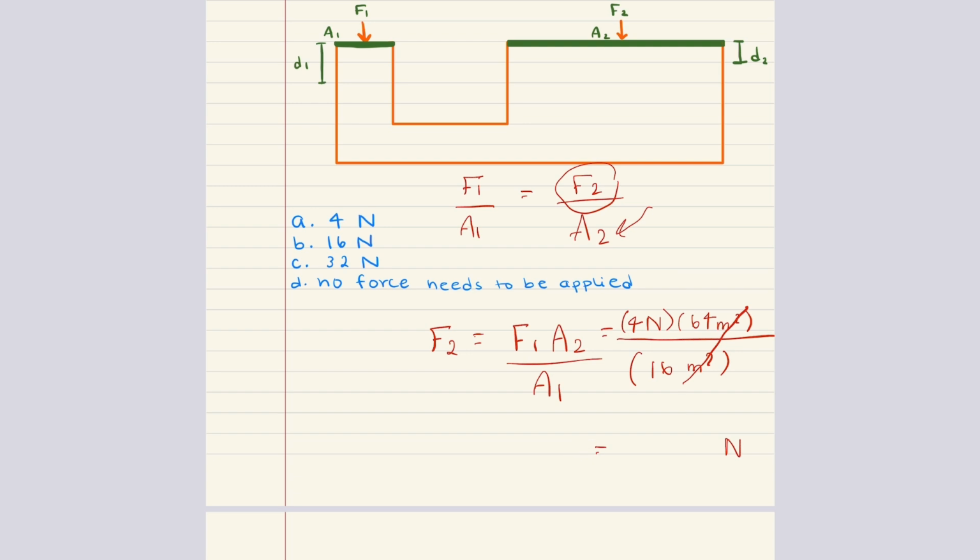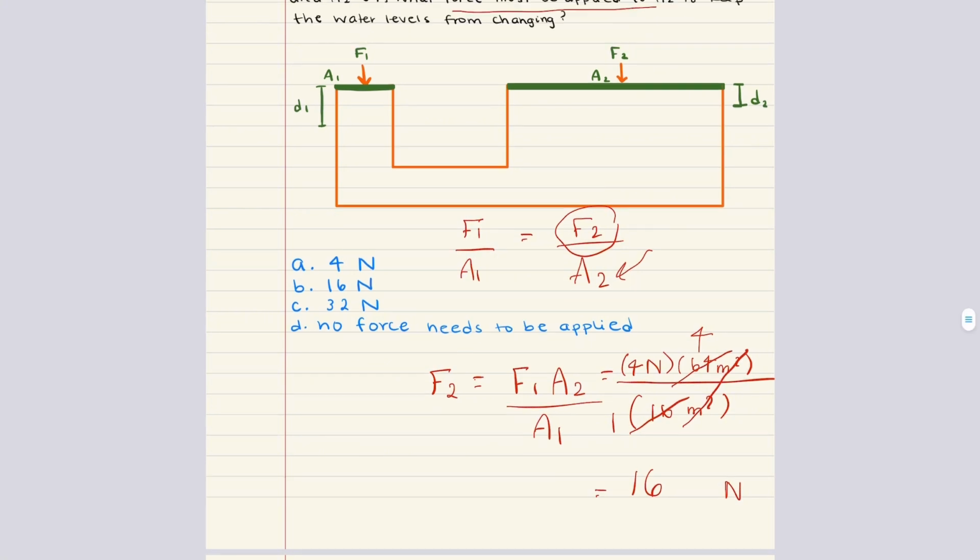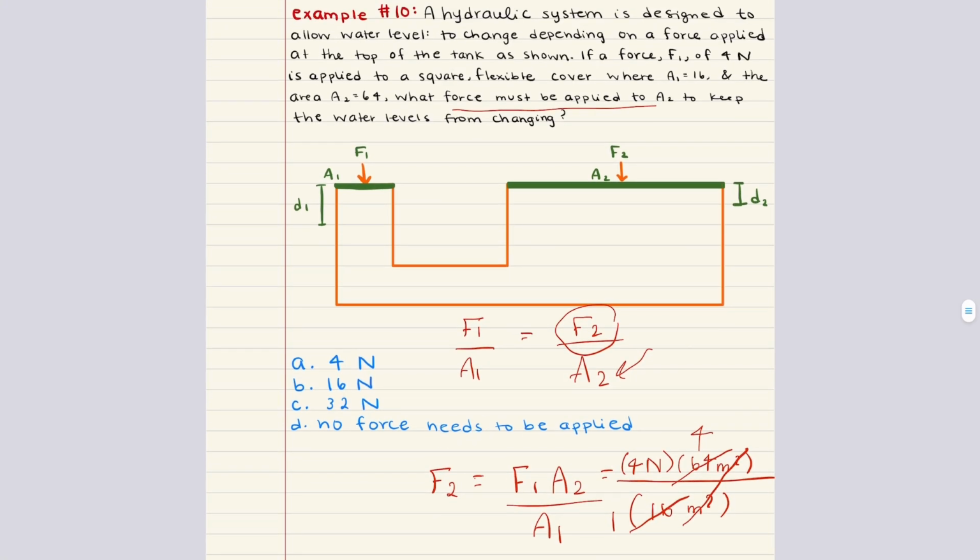Now here we have 4 times 64 divided by 16. Something that I'm going to do here to make this calculation just a little bit easier is that I'm going to divide 16 by 16, that gives us 1, and 64 by 16, that gives us 4. And what we're left with here is 4 times 4, which is equal to 16. So our final answer is 16 newtons. The force that has to be applied to area 2 to keep the water levels from changing is 16 newtons, and the correct answer for problem 10 is answer choice B.